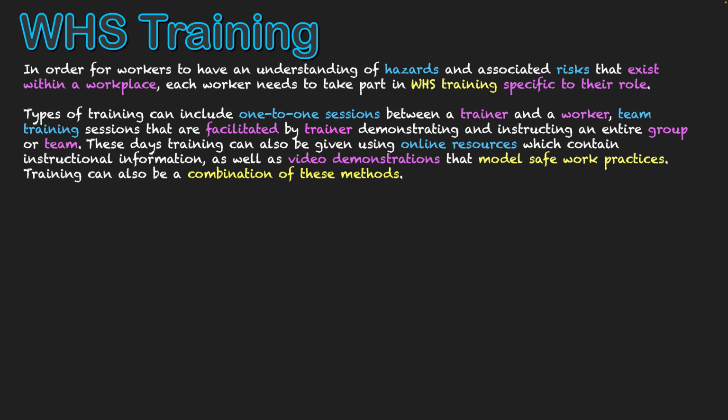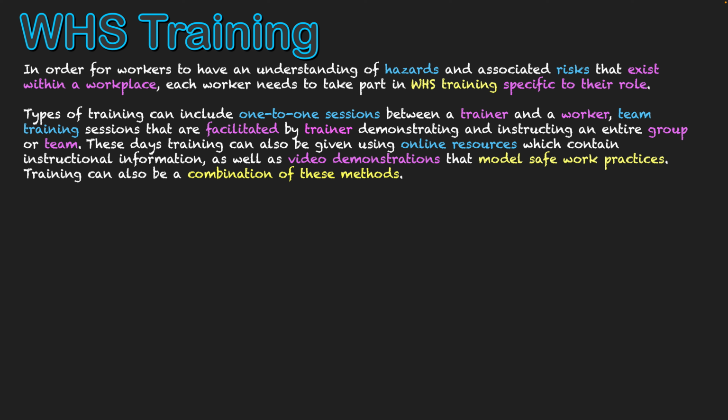Types of training can include one-to-one sessions between a trainer and a worker, team training sessions that are facilitated by a trainer, demonstrating and instructing an entire group or team. And then these days, training can also be completely online, which can contain instructional information as well as video demonstrations that model safe work practices.